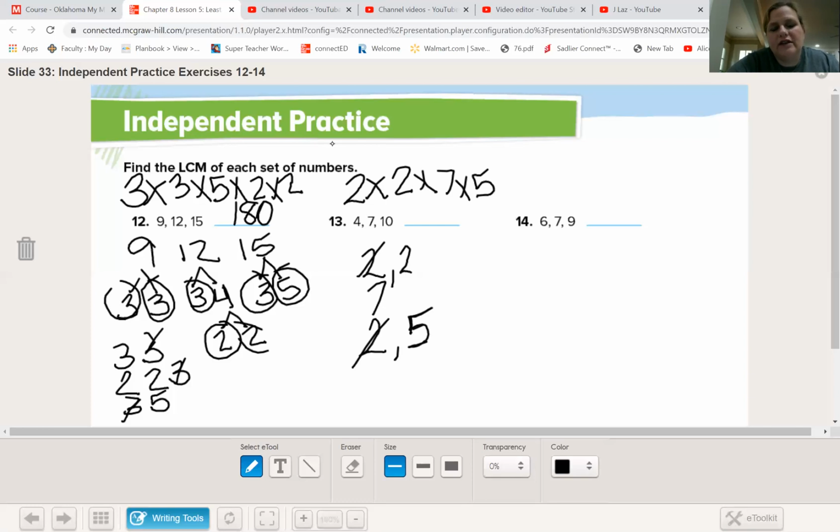So 5 times 7 is 35. Times 2 is 70, times 2 is 140. Yes.